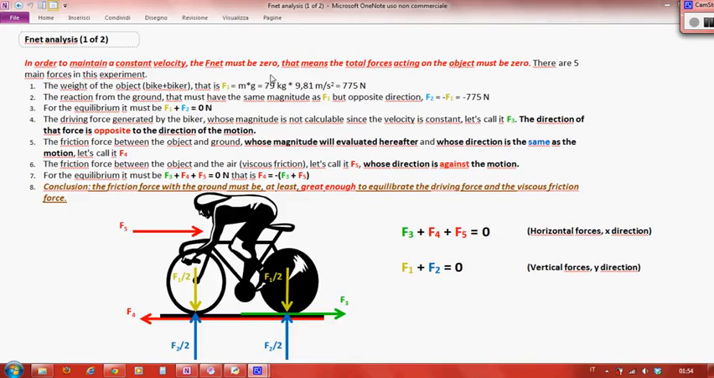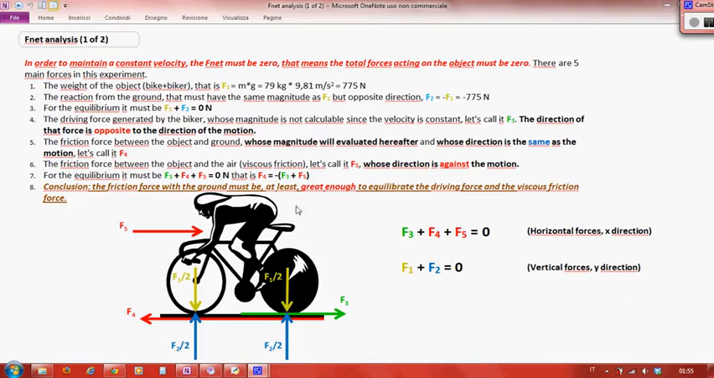This is the fnet analysis. In order to maintain a constant velocity, the fnet must be 0. That means that the total forces acting on the object must be 0. There are 5 main forces in this experiment. You can pause the video so you can read all the details. In the end, we can say that in order to have fnet equal to 0, we must have this equation about the horizontal forces and this equation about the vertical forces.